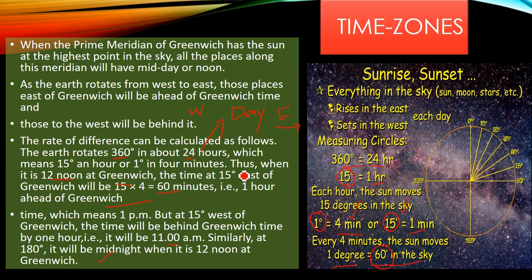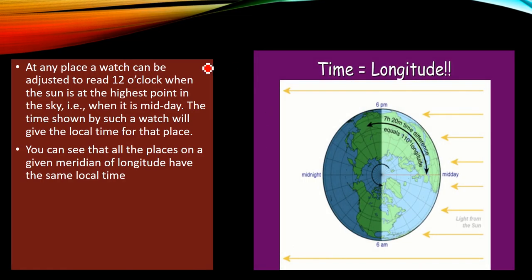Noon, midnight, 24 hours. At any place, a watch can be adjusted to read 12 o'clock when the sun is at the highest point in the sky. Basic thing. It's midday. Now that time shown by the watch will give the local time for that place. The places on the same longitude will have the same local time. Where am I leading to? I'll explain.